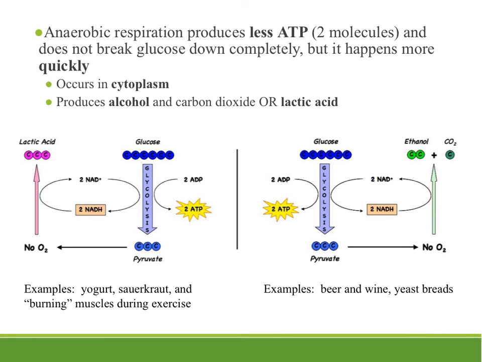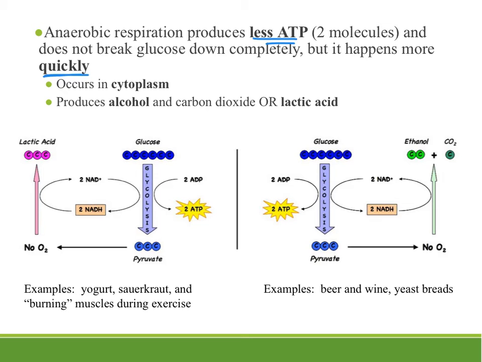But anaerobic respiration produces much less ATP. It only produces 2 molecules as compared to 30 to 36 molecules because it does not break the glucose down completely. But because it's not breaking the glucose molecule all apart, it happens much more quickly. So it becomes a more useful process when quick energy, really quick energy, is needed.